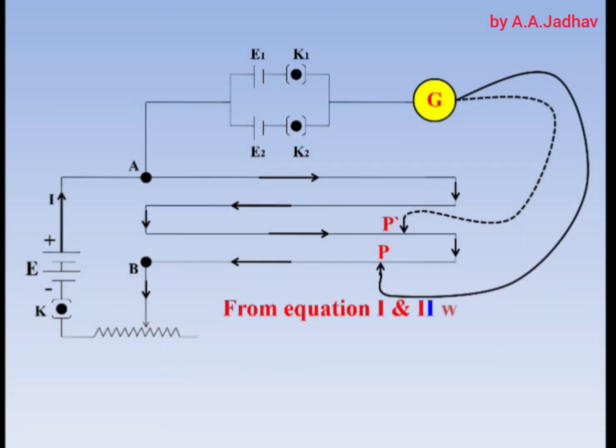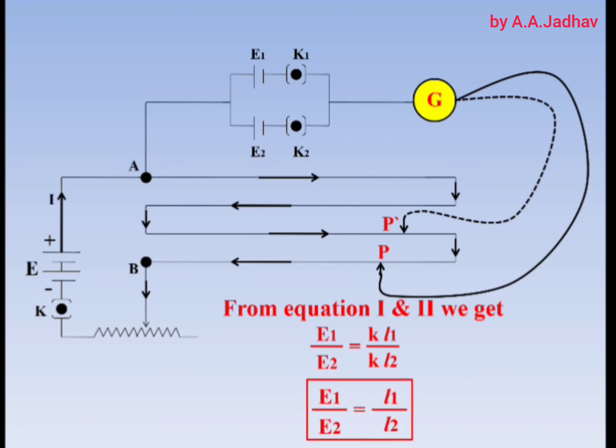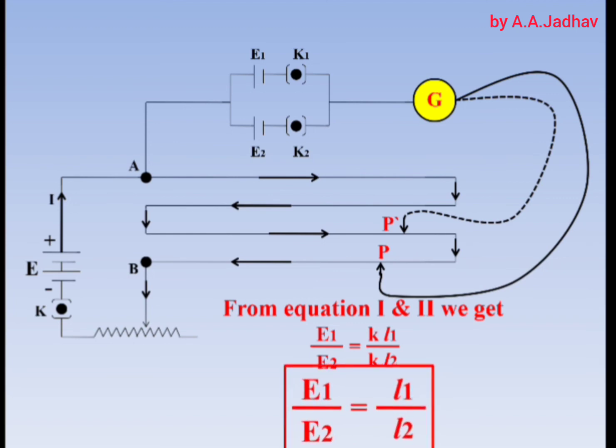Therefore, from equations 1 and 2, we get E1 upon E2 is equal to K L1 upon K L2. By solving this, we get E1 upon E2 is equal to L1 upon L2. By using this formula, the EMFs of two cells can be compared with the help of a potentiometer.